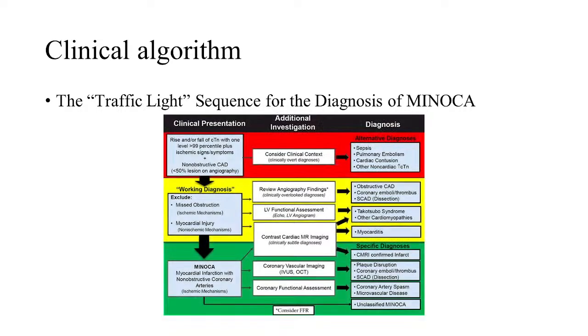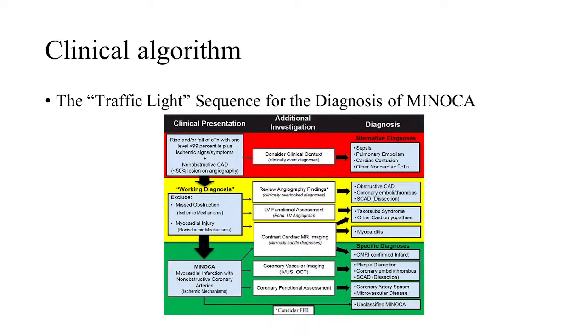But how should we approach this? We can't just randomly see a patient and say that the patient does not have any changes on the ECG, so the patient does not have MINOCA. You cannot say that. So you need to have a systematic approach. This is known as a traffic light sequence for the diagnosis of myocardial infarction with non-obstructive coronary arteries.